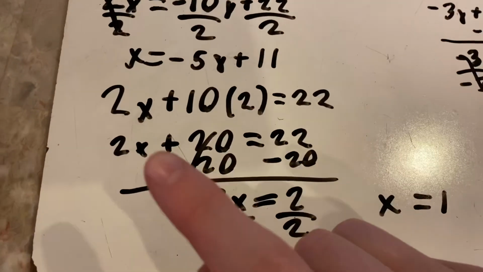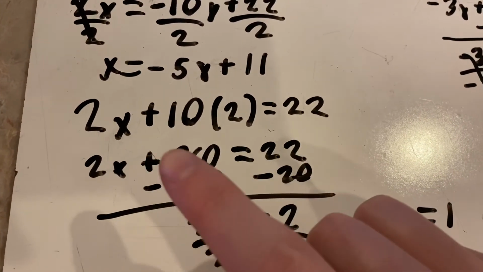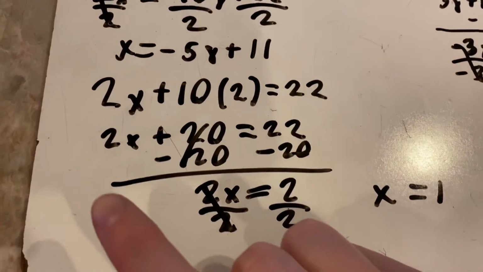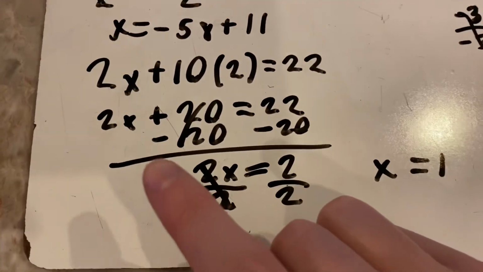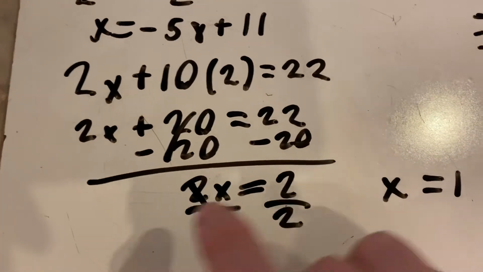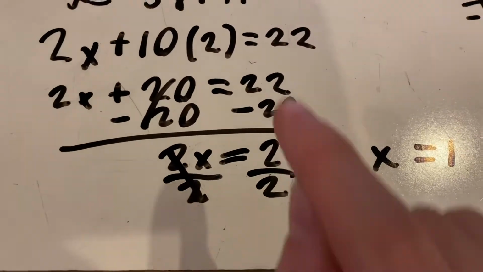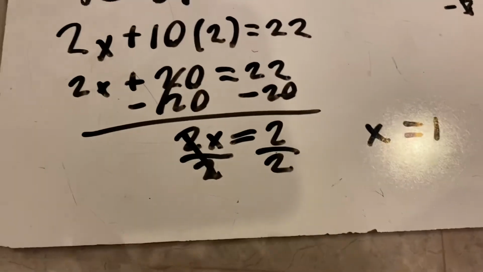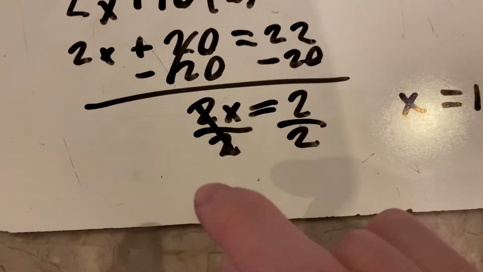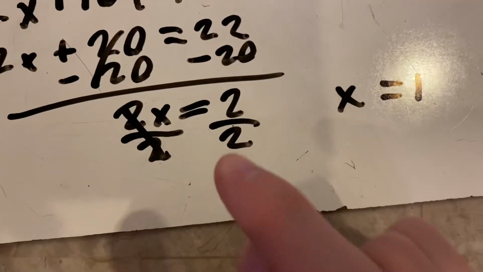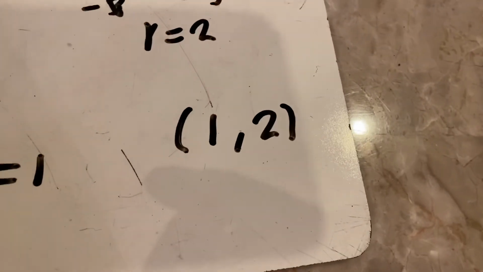And then 2x plus 10, and then you have to multiply 10 by 2 equals 22. So then 2x plus 20 equals 22. Then you have to subtract 20 from both sides. Then 2x equals 2, because 22 minus 20 is 2. Then you have to divide. So then 2x divided by 2, and then 2 divided by 2, and then x equals 1, and then your ordered pair is 1, 2.